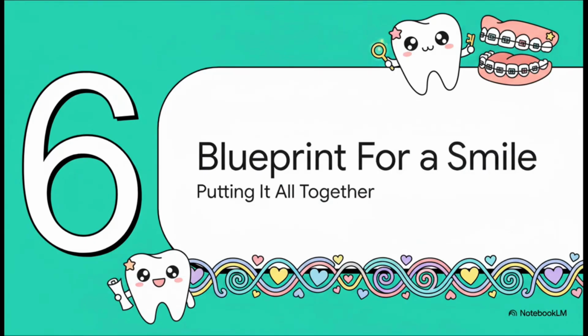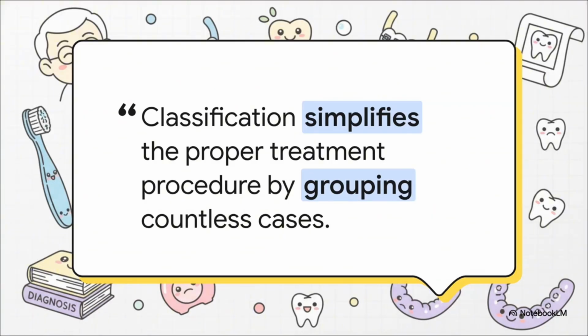So we've gone through all this information, all these different classifications. What does it all mean for you in the end? Well, by putting all of these different views together, your orthodontist creates this incredibly detailed blueprint for your treatment. It's not just one single label, it's a complete 3D diagnosis that literally guides every single decision they make from day one all the way to the finish line.